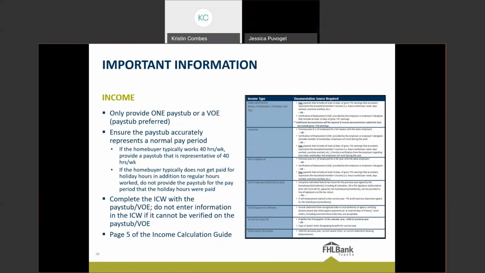On page 5 of the AHP HSP Income Calculation Guide, you can find our income documentation requirements. We ask that you do not provide documentation in excess of what is needed. For example, we only need a tax return if the home buyer is self-employed, and we only need the tax return for the most recent year. Do not provide tax returns or W-2s for a salary or hourly wage earner. Again, we only need one pay stub or a VOE for salary or hourly wage earners, not multiple pay stubs and not both a pay stub and VOE, just one.